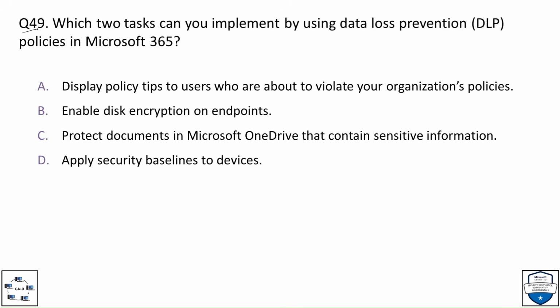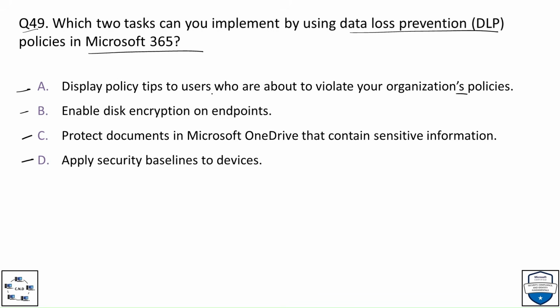Question number 49. Which two tasks can you implement by using data loss prevention policies, that is DLP policies, in Microsoft 365? The options are: option A, display policy tips to users who are about to violate your organization's policies. Option B, enable disencryption on endpoint. Option C, protect documents in Microsoft OneDrive that contain sensitive information. And option D, apply a security baseline to devices.